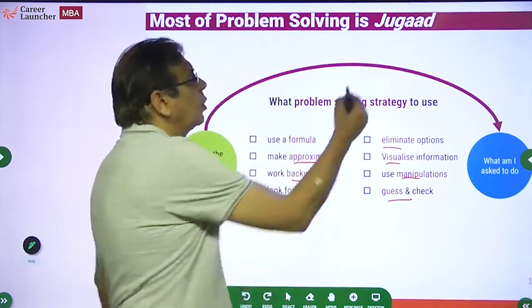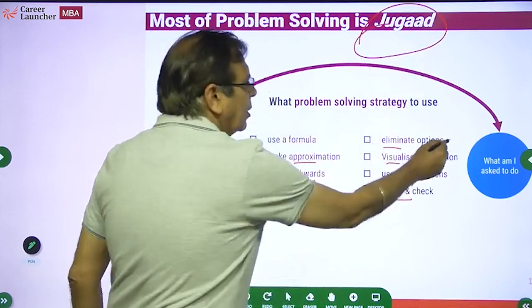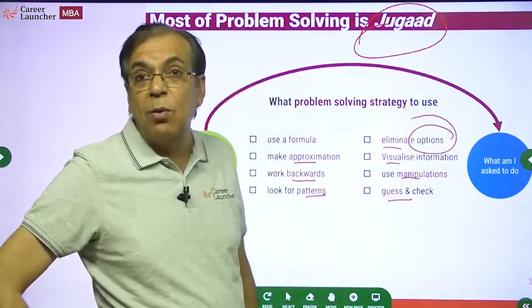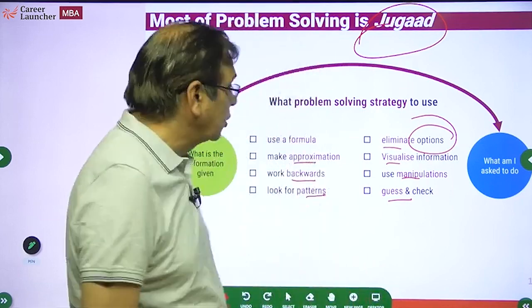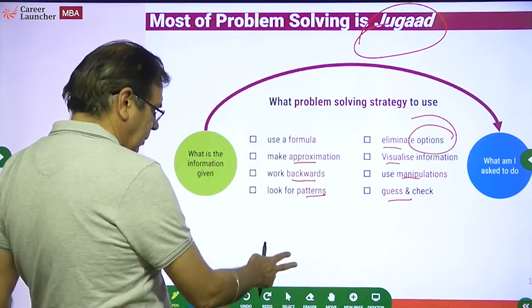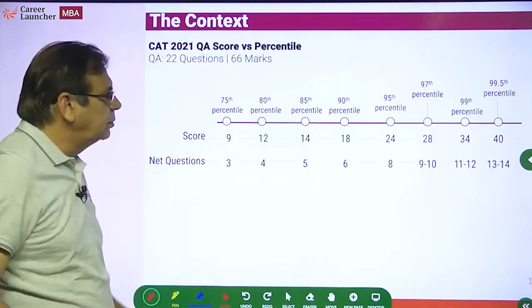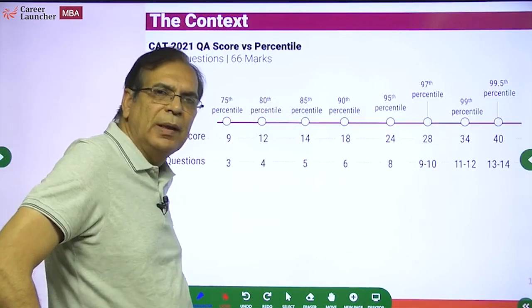The first thing for jugaad is to remember there are options, and if you are willing to look at the options along with the questions, you will be able to get the answer reasonably fast in a short span of time, and it will be the correct answer. Okay, now this is the second part which you should be clear about.